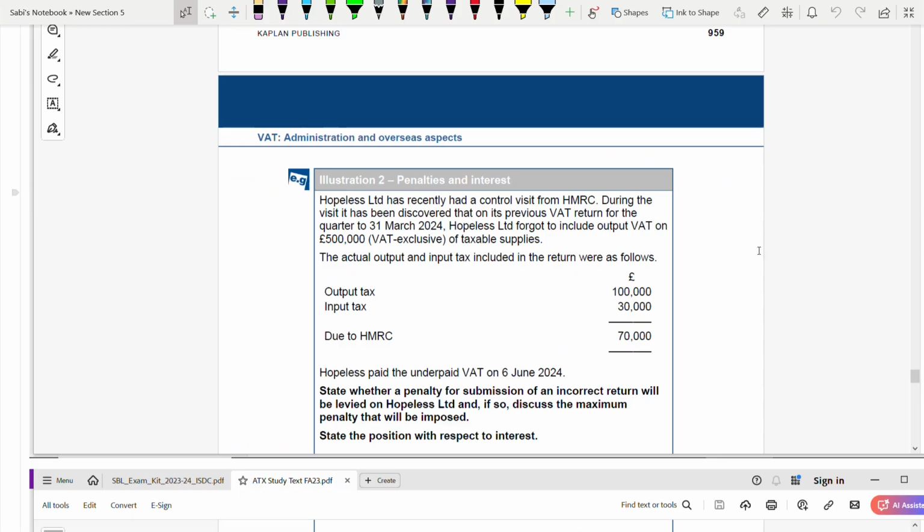Illustration 2. So here, state whether a penalty for submission of an incorrect return will be levied. If so, discuss the maximum penalty and state the position with respect to interest. So here, they forgot to include output VAT of 500 of taxable supply. They have given you the output and input and due to HMRC. They have underpaid VAT on 6th June 2024. This is for the quarter return to 31st March 2024. This has been discovered on its previous VAT return for the quarter to 31st March 2024.